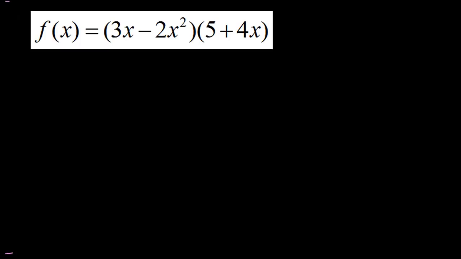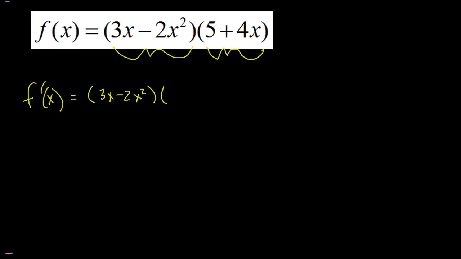All right, so I got a function, 3x squared minus 2x, times a second function, 5 plus 4x. All right, let's find the derivative using the product rule. The product rule says leave the first function alone. There I go, left it alone. Multiply by the derivative of the second function. Well, the derivative of the second function is very easy. It's just 4. The derivative of 5 is 0. The derivative of 4x is just 4.